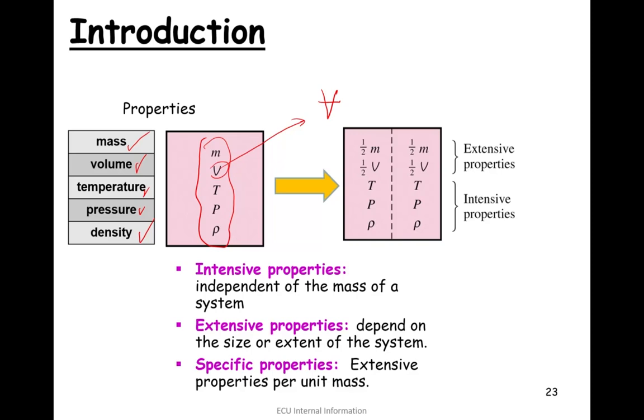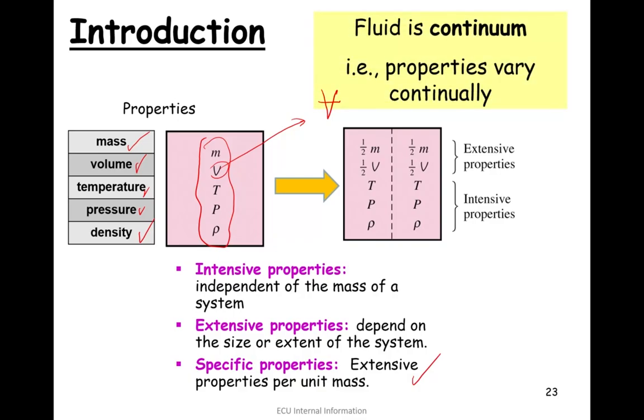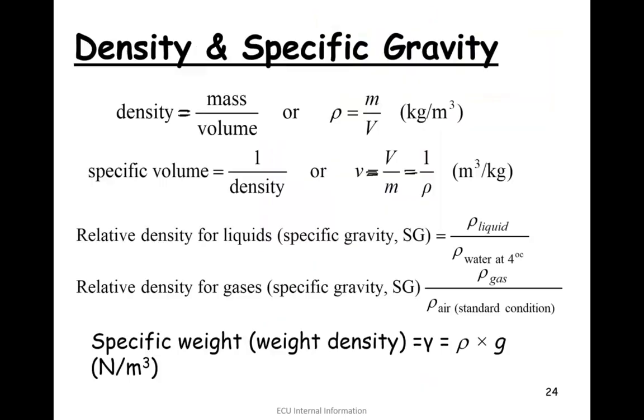We also have specific properties, which are extensive properties per unit mass. Now, a fluid is a continuum. What does that mean? That means properties vary continuously. This is the most important thing that we need to consider.